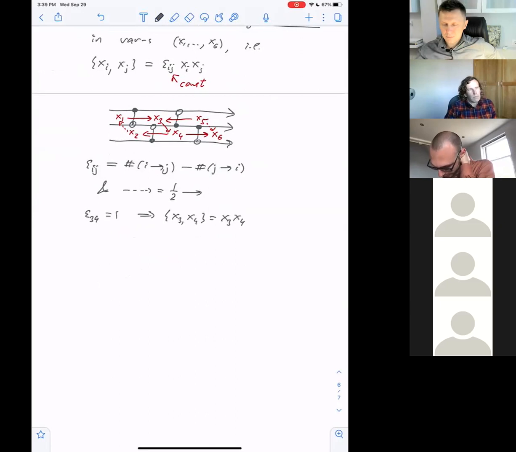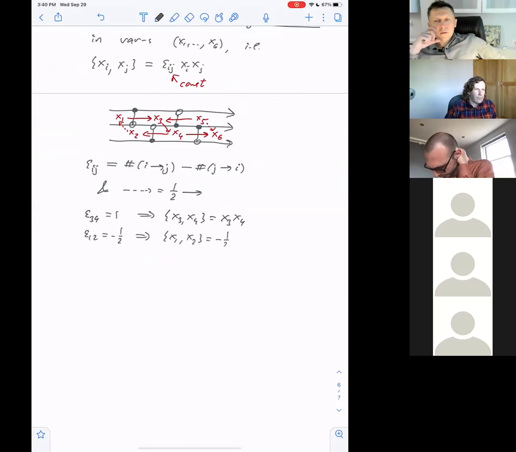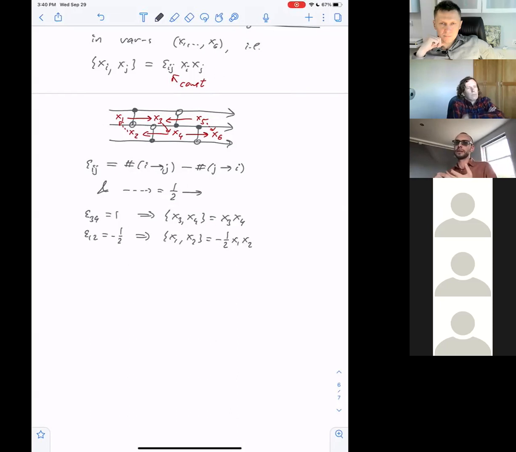And epsilon 1,2 is equal to, well, the arrow goes from 2 to 1, right? And it's dashed, so it's minus 1/2, and therefore the Poisson bracket of x1 and x2 is minus 1/2 x1 x2. Right. So this is just some cluster, some coordinates on a dense subset of the double Bruhat cell, and this dense subset is in this case C star to the power 6, in general C star to some other power.